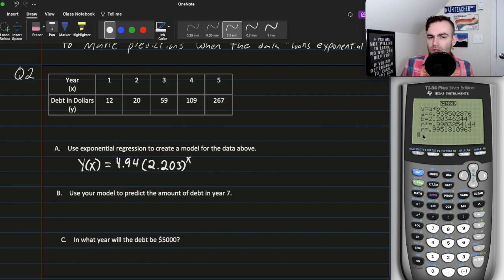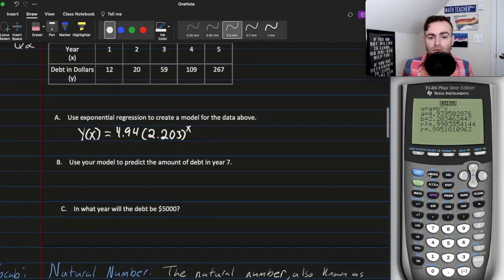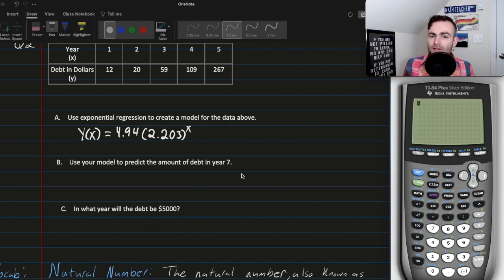The r and r squared are the reason why we turned the stat diagnostics on. They tell us how good our model is. And we look at r squared. So what this tells me is that our model is 99% accurate. That's awesome. So our model is going to be a good predictor. So here we can quit. And if we want to figure out what year 7 is, we want to plug in 7 to our function. And we have two major ways of doing that.